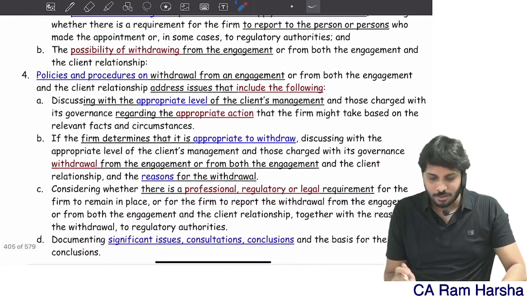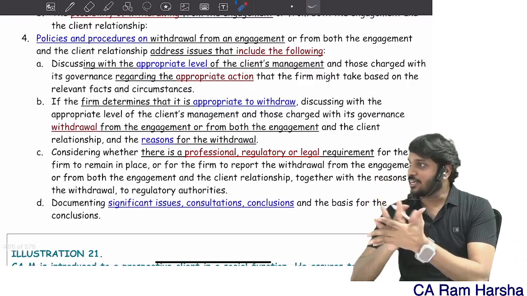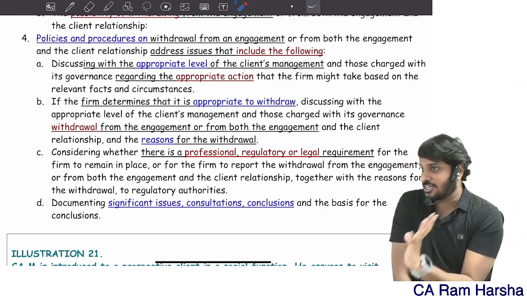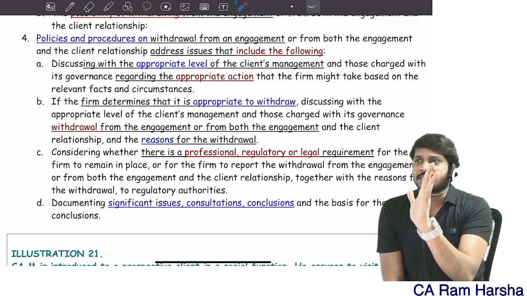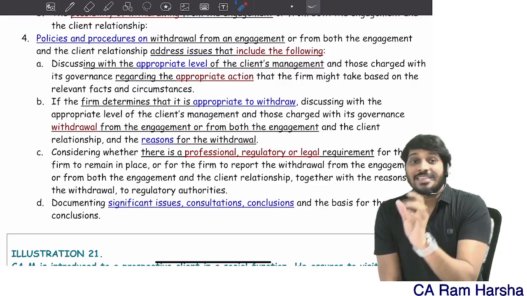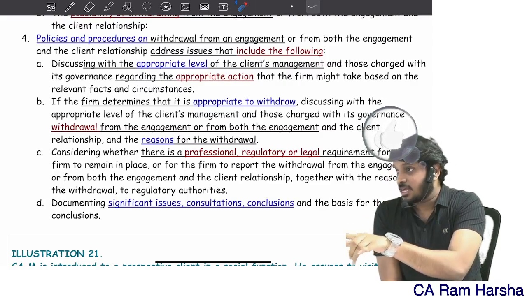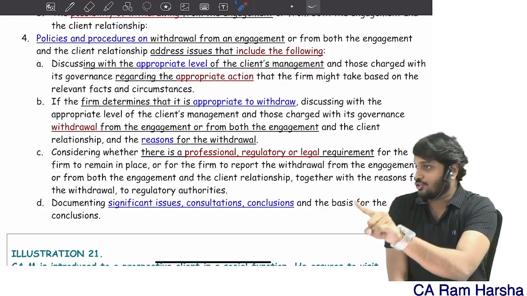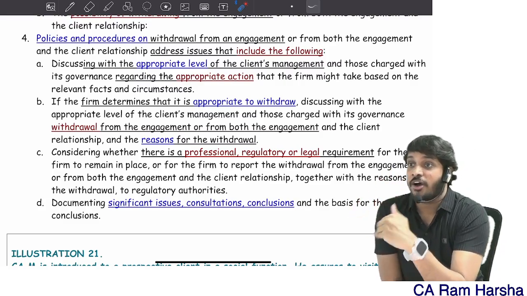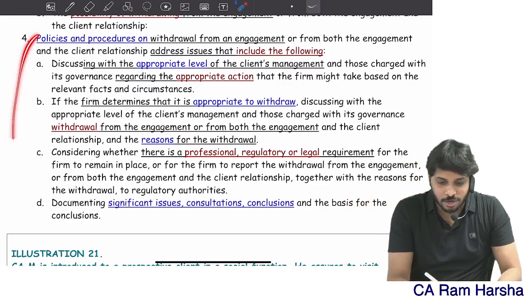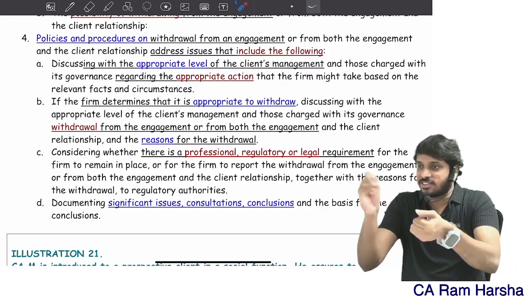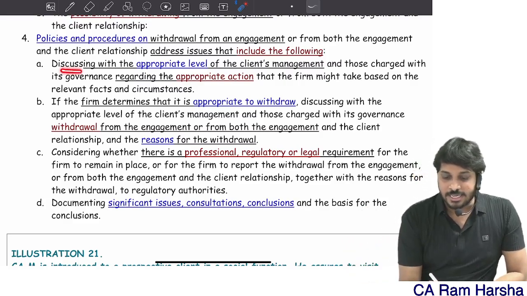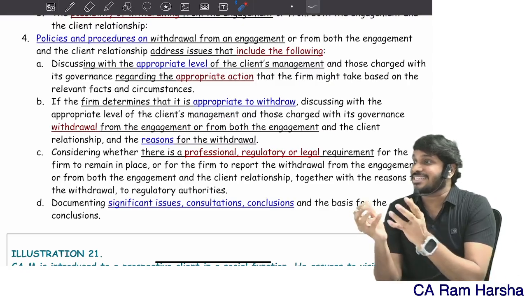Correct? Now, suppose you decided to withdraw. You see how beautifully the points are crafted here. First, they spoke about when you can accept an engagement, on what basis. This basis you should consider. Suppose you accepted, and later you got to know that you were not supposed to accept; what should you do? Suppose you decided to withdraw; how should you withdraw? That also, the quality control policy gives. You can't just say, on white paper, I am resigning. There is a policy for that. What is it? Discuss with the client's management. What resulted in this?